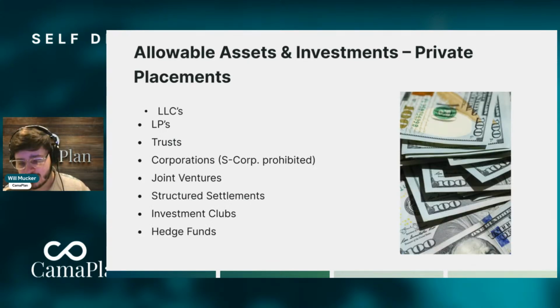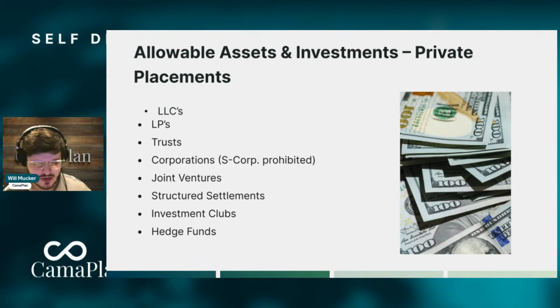Next up, we have probably the most common investment I've seen at Camaplan. This is investing into privately traded companies through a vehicle called a private placement. So before companies go public, a lot of people didn't know that you can invest into them with your retirement funds. You thought you could only deal with publicly traded assets like on the stock market, but you can actually invest into them through that vehicle called a private placement.